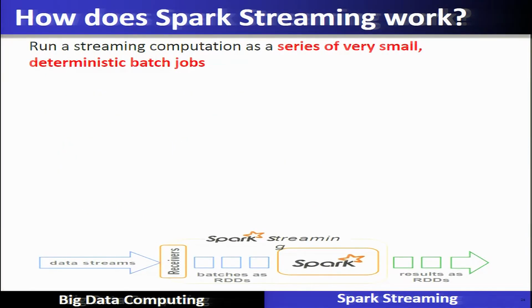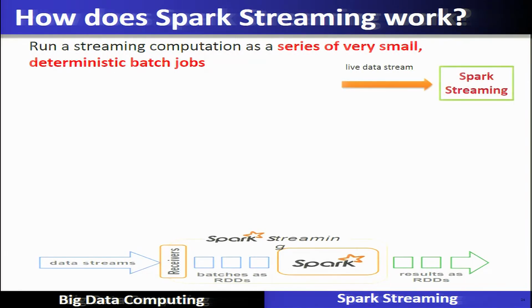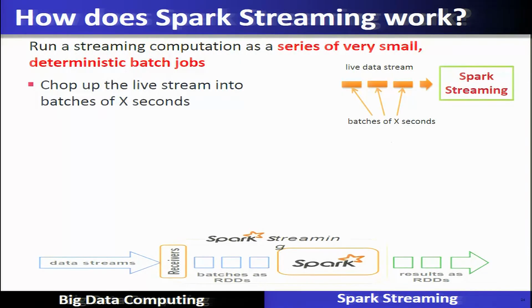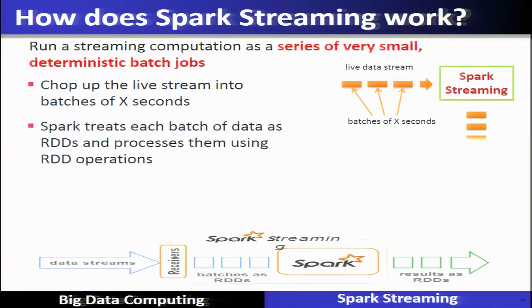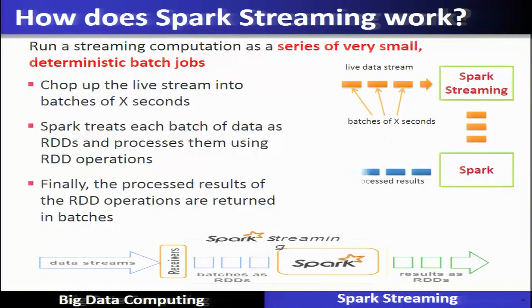Now, how does Spark Streaming work? Let us understand this. It runs streaming computations as a series of small deterministic batch jobs, and the live streams which are considered in the system are divided into batches of x seconds. Spark treats each batch of data as an RDD and processes them using RDD operations. Finally, the processed results of RDD operations are returned in batches. Let us see all these things using the diagram.